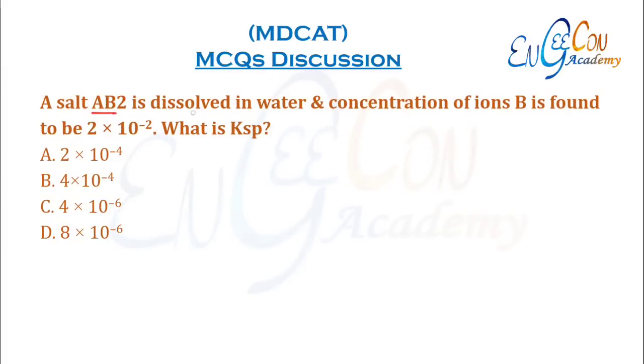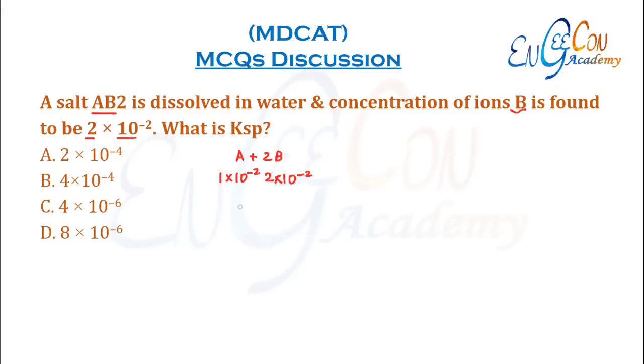A salt AB2 is dissolved in water and the concentration of ions B is found to be 2 into 10 raised to the power minus 2. So B is twice that of A. If B is 2 into 10 raised to the power minus 2, A would be 1 into 10 raised to the power minus 2.